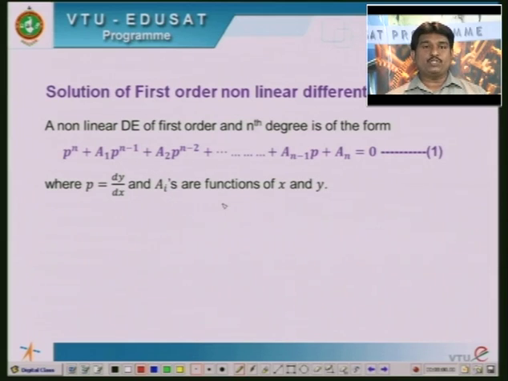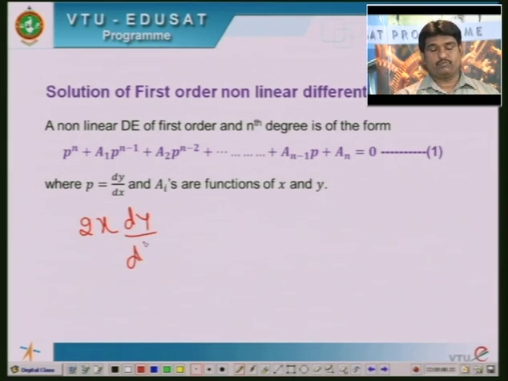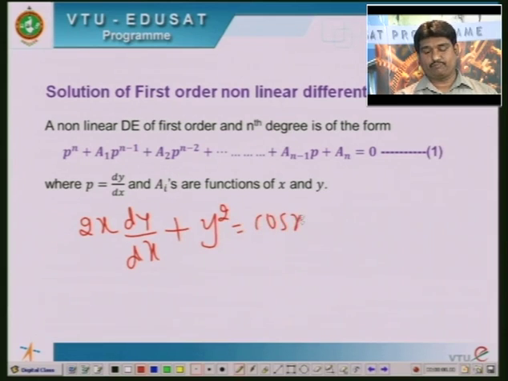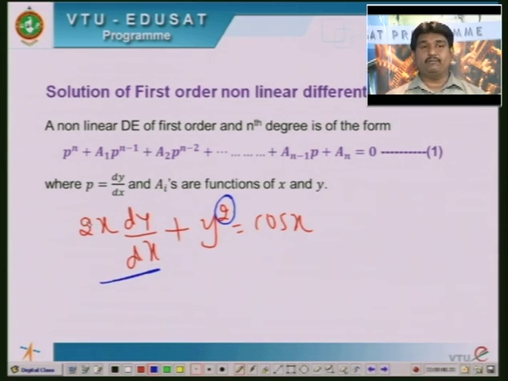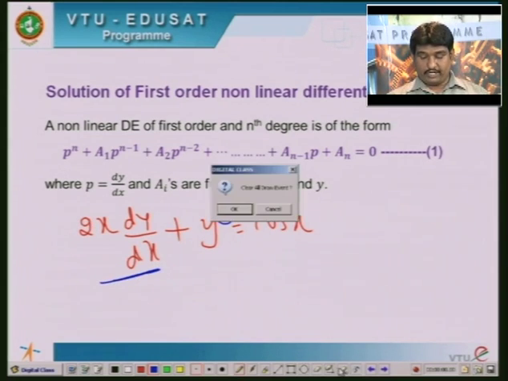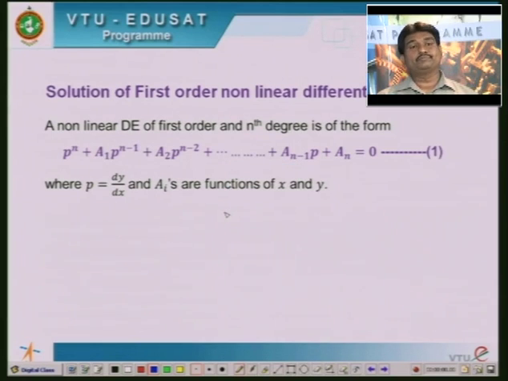I will give you examples of linear and non-linear equations. If I write 2x dy by dx plus y square equals cos x, then this is a non-linear differential equation because of this power y square. This product can exist because it is a product of an independent variable and a derivative. Only because of this power, this differential equation is non-linear.